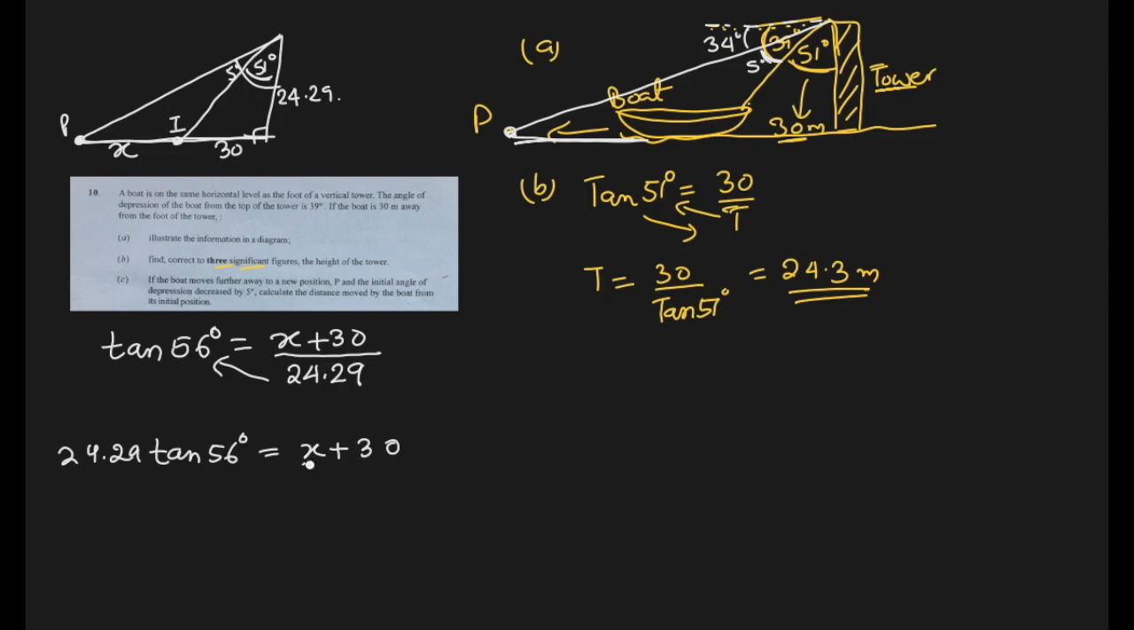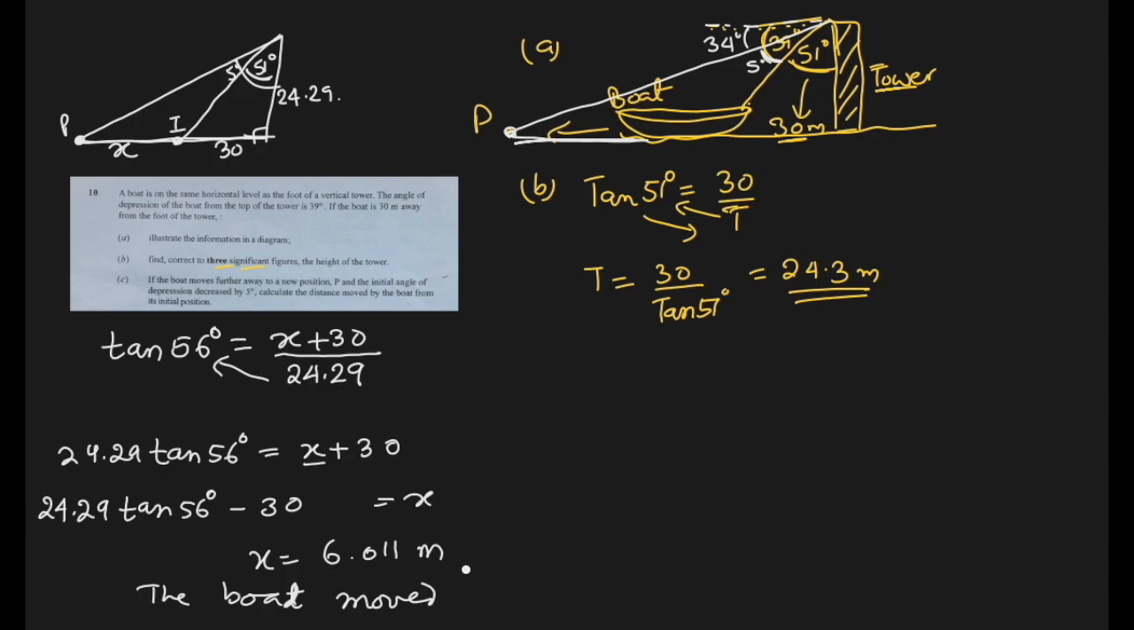Our job is to find x, so let's leave x here and bring that 30 to the other side. So 24.29 tan 56 degrees minus 30 is, we can write here, x is equal to 6.011 meters. The boat moved 6.011 meters.